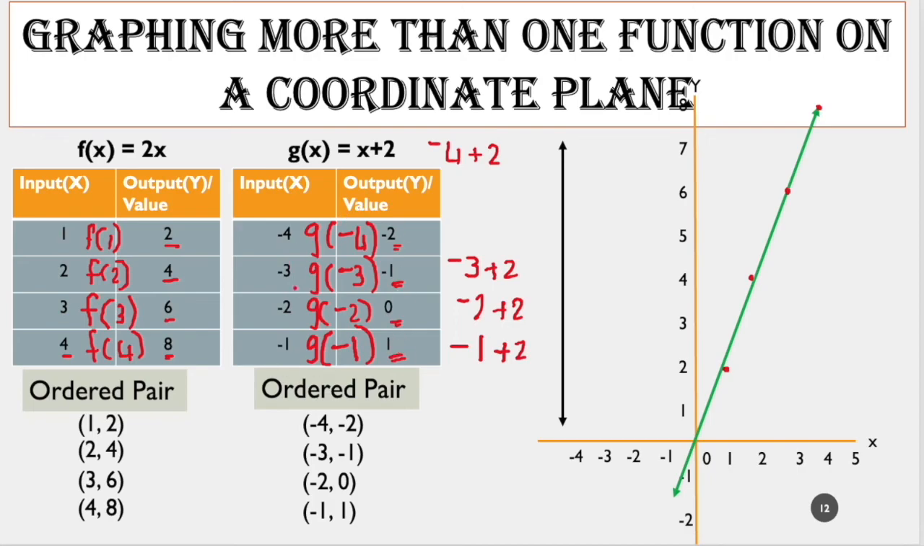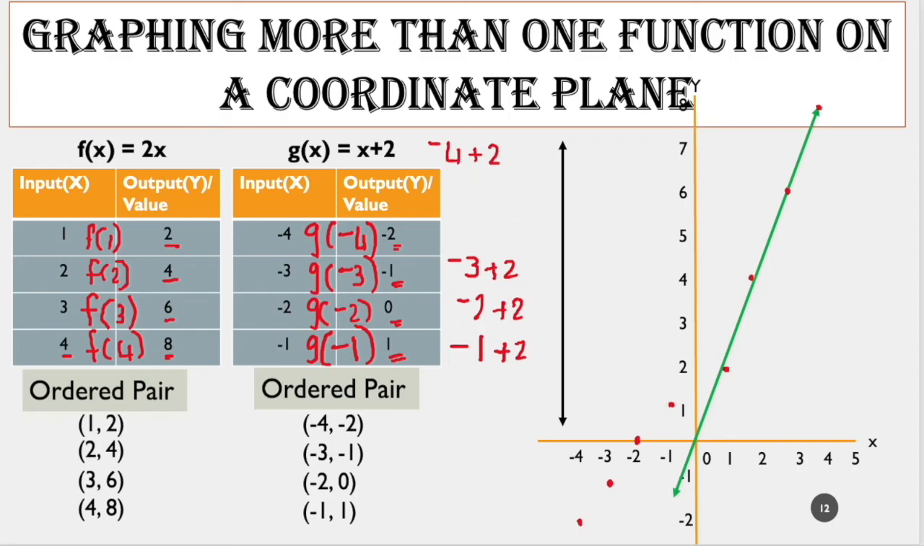And if we plot this on our coordinate plane, it's going to look like this. So we have negative 4 corresponding to negative 2, which is right here. The negative 3 corresponds to negative 1 on the y-axis, right there. And then we have negative 2 and 0, so that goes right there. And negative 1 and positive 1 for y goes right there.